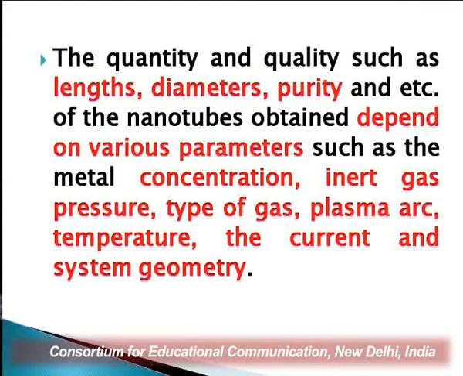So these parameters are very important to prepare the carbon nanotubes: metal concentration, inert gas, pressure given to the gas inside a chamber, type of gases which we are using, how the plasma arc is generated, what temperature is given to the system, how much current we are giving, and what is the geometry of the system. These parameters change the size and shape of the carbon nanotubes, and by changing the parameters we can form various types of carbon nanotubes: single wall, multi wall, various sized walls.